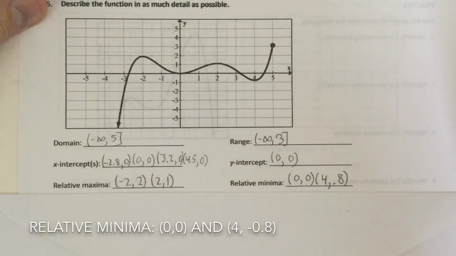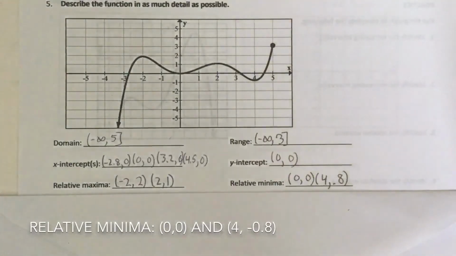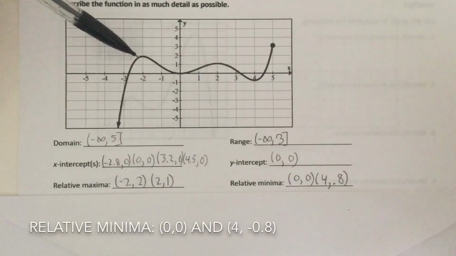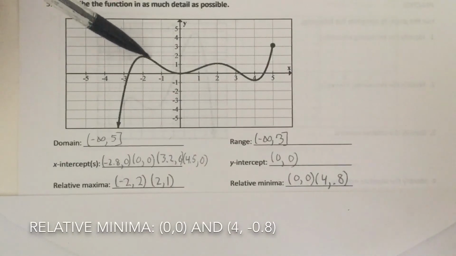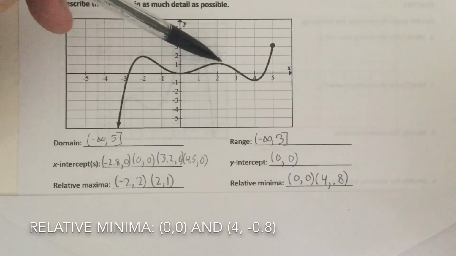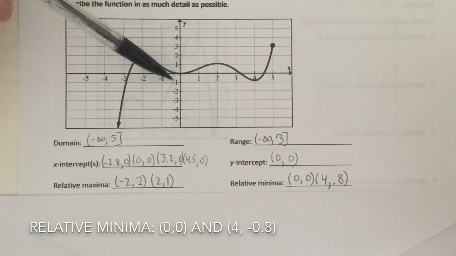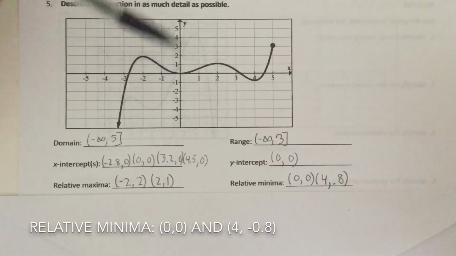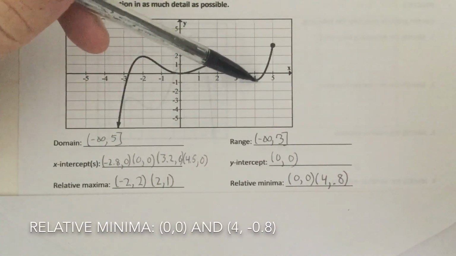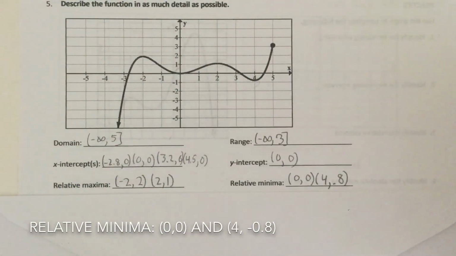We have relative maxima. Maxima just means the plural for maximum. So there's two of them. Right here, it's a high point, but not the highest on the graph, at (-2, 2). Right here at (2, 1), a high point, but not the highest point. I have relative minima in this case as well, a low point, but not the lowest on the graph. So right here is a relative min (0, 0). A low point right here, (4, 0.8). That 0.8 can be anything close to 0.8 would work.